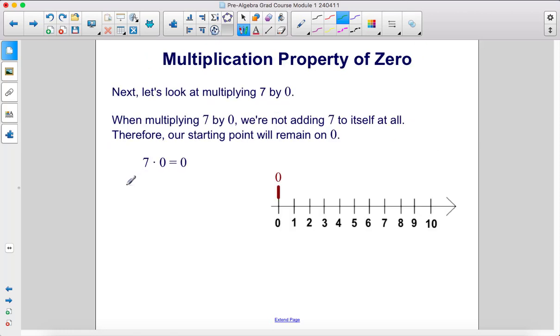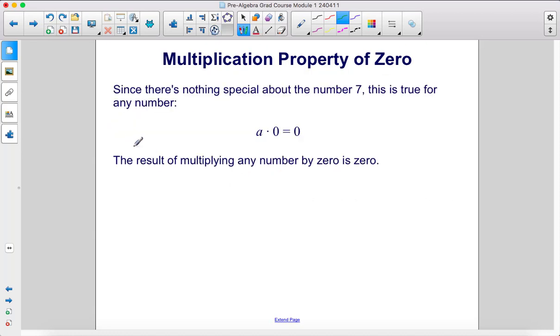Next, let's look at multiplying 7 by 0. When multiplying 7 by 0, we're not adding 7 to itself at all. 0 groups of 7, or 7 groups of 0. Therefore, our starting point will remain on 0. 7 times 0 equals 0. Once again, since there's nothing special about the number 7, this is true for any number. A times 0 equals 0. The result of multiplying any number by 0 is 0.